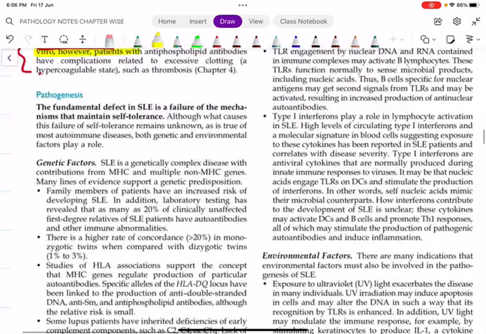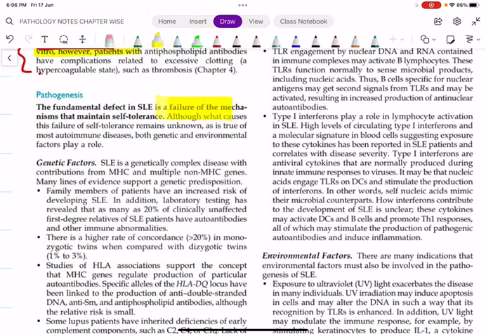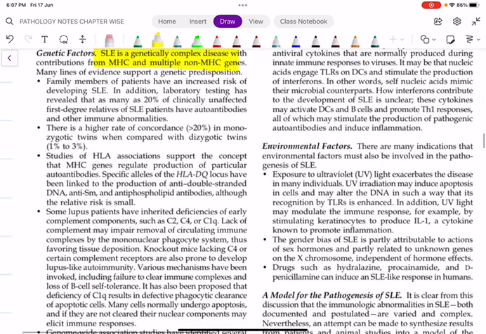So what is the fundamental defect actually? It is nothing else but failure of the mechanism which maintains self-tolerance. That means self-tolerance is absent. That is why the body starts attacking its own antigen. Fine? Here, SLE is a genetically complex disease. It is associated with a lot of MHC and non-MHC genes. Out of that, I'm just going to highlight only the key points. You are also going to note down only those high points. Don't read in between the lines. It's not at all essential.